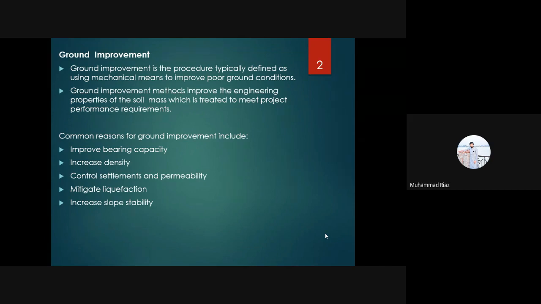First, I will define ground improvement. Ground improvement is the procedure typically defined as using mechanical means to improve foundation conditions. Ground improvement methods improve the engineering properties of the soil mass, which is treated to meet project performance requirements. The common reasons for ground improvement are the following: improve bearing capacity, increase density, control settlements and permeability, mitigate liquefaction, increase slope stability.